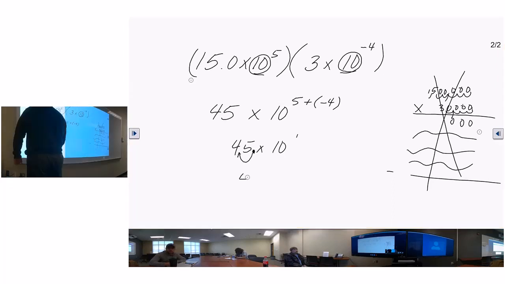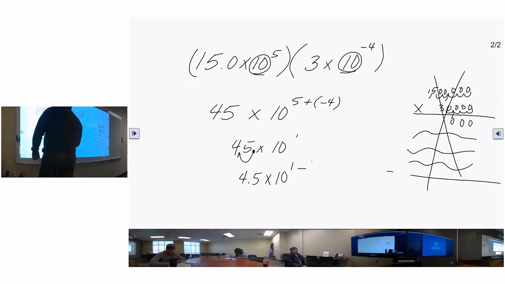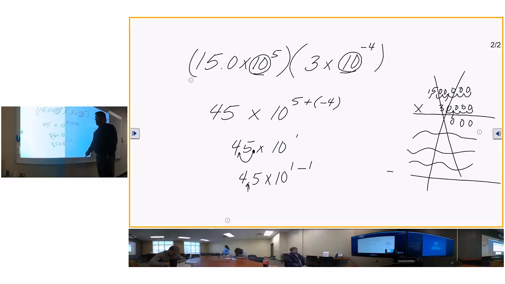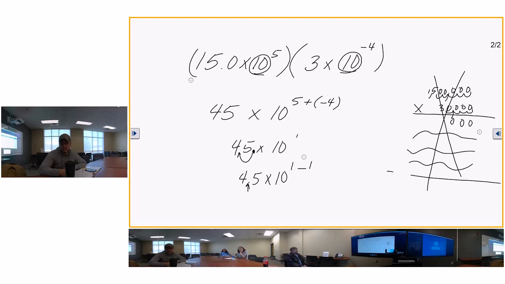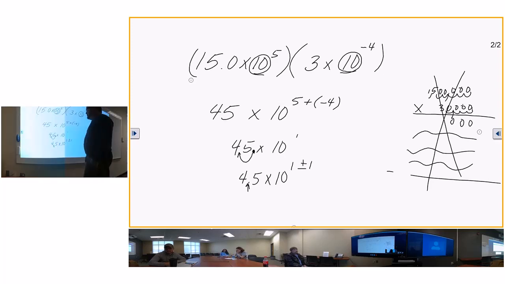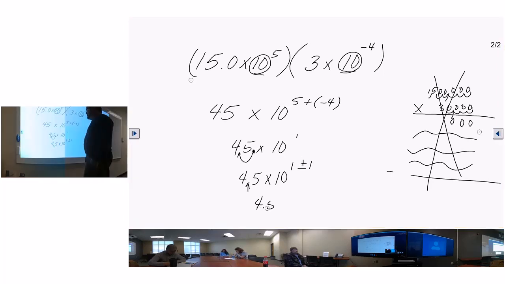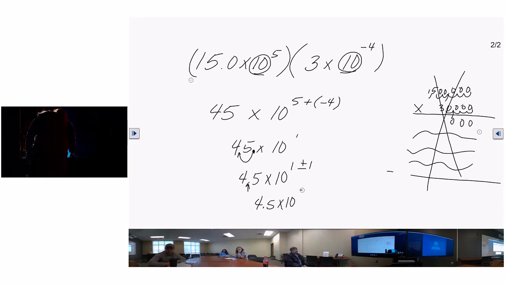So that's going to be 4.5 times 10 to the 1 plus 1. Which way did I move this decimal to get it back the way it was? To the right. Right is positive. So your final answer is 4.5 times 10 to the second power.